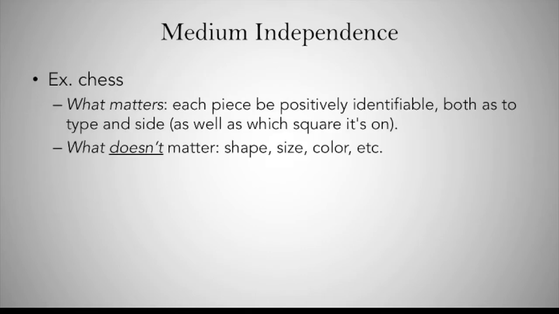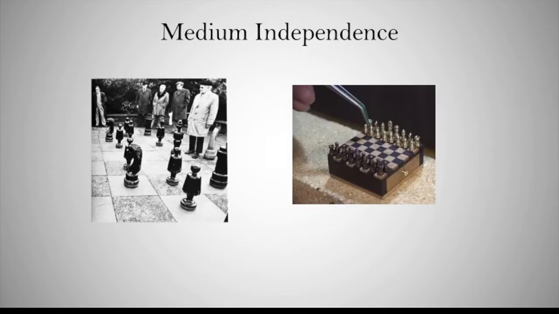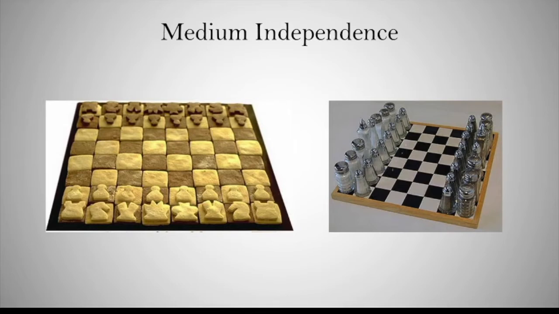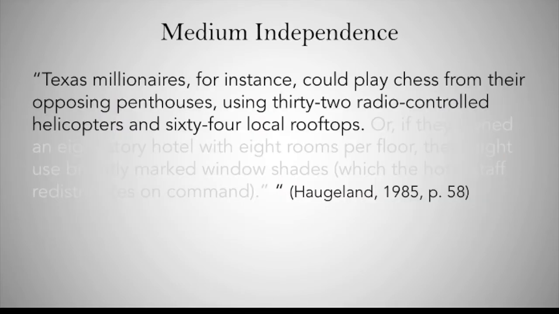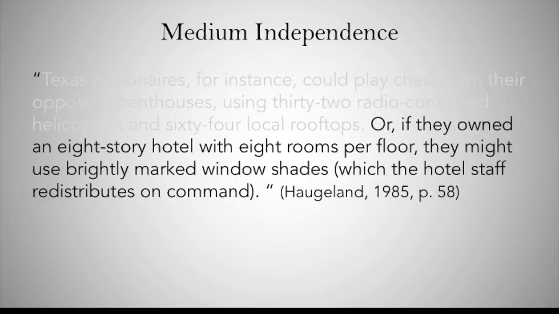For instance, for chess, what matters is the identifiability of both the type and position of each piece. It doesn't matter what shape, size, or color either the board or the pieces have. So the pieces could be gigantic or tiny. They could be cookies or salt shakers. Haugeland gives even more far-fetched examples. So he writes, Texas millionaires, for instance, could play chess from their opposing penthouses using 32 radio-controlled helicopters and 64 local rooftops. Or if they owned an 8-story hotel with 8 rooms per floor, they might use brightly marked window shades, which the hotel staff redistributes on command.